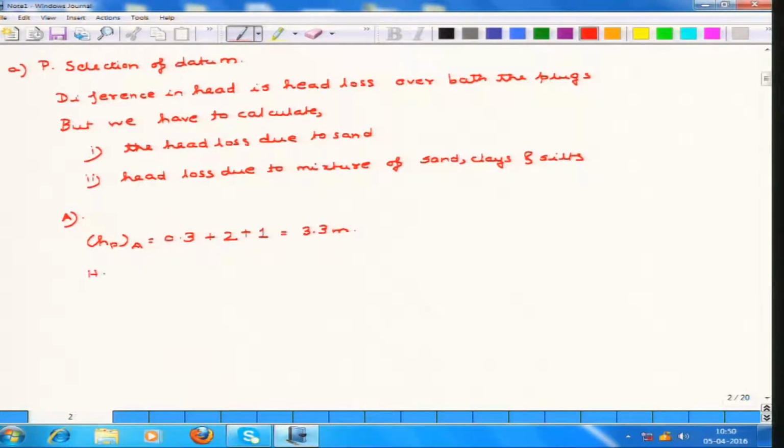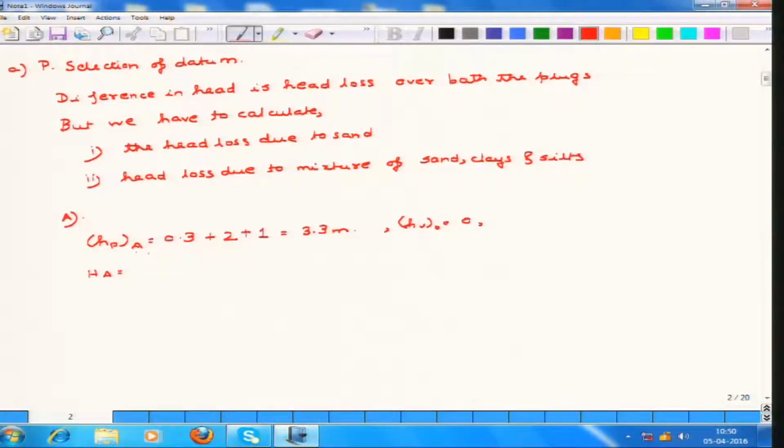So the total head at the point A, and the velocity head is 0, because water flows very slowly through soils, as we have already covered in the lecture section. So always the velocity head is 0, only there is a datum head and a pressure head. So we have found the total head, and this is equivalent to 3.3 meter.